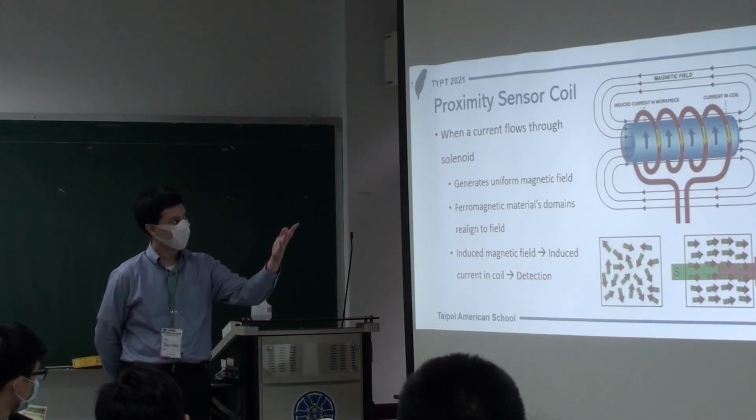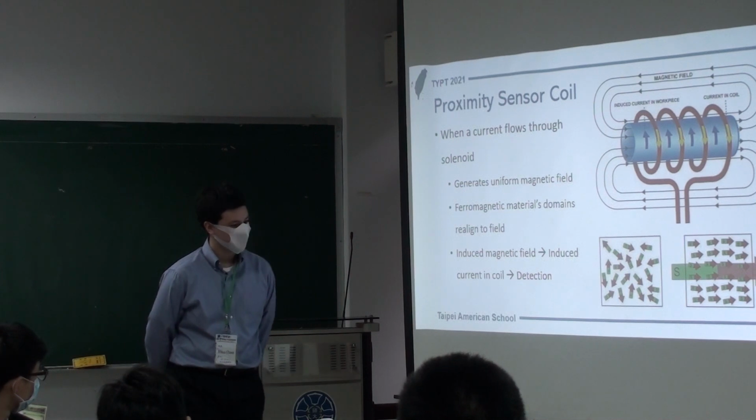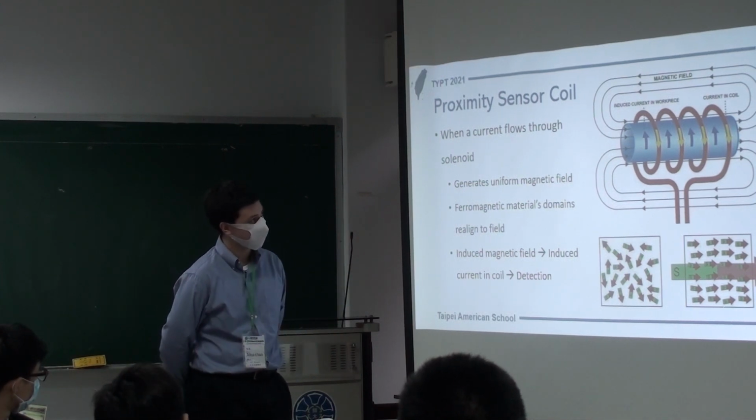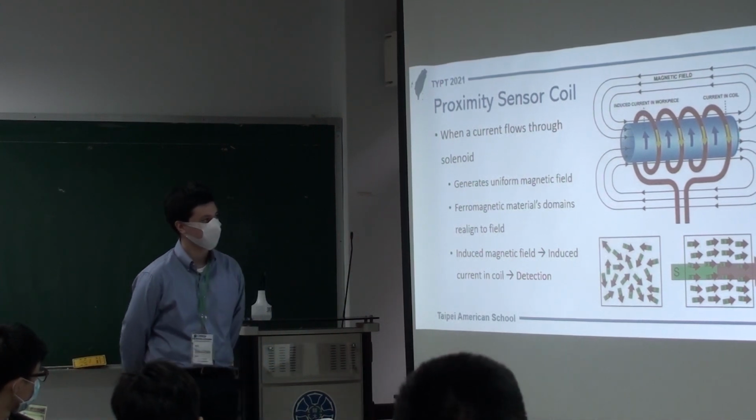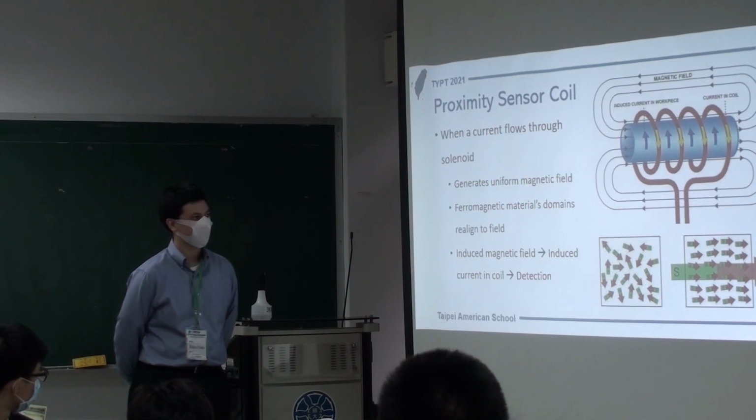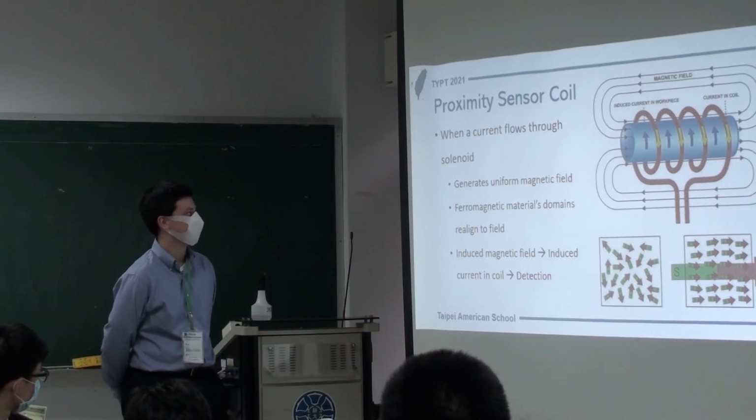So here is a diagram of a proximity sensor coil. Here you can see the red represents the coil as the inductor in the circuit, and the blue represents a ferromagnetic object, or just any object, being placed inside of it.